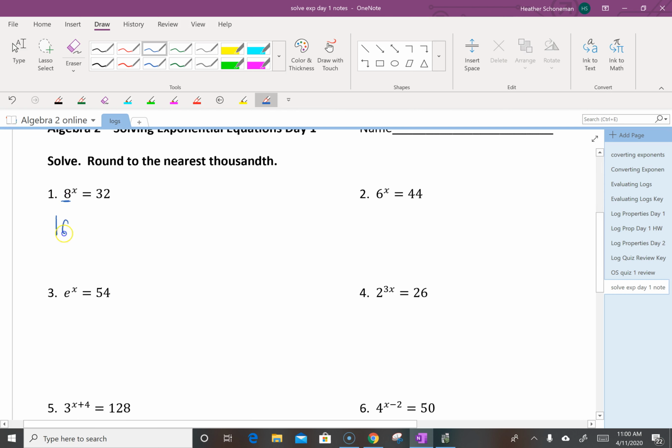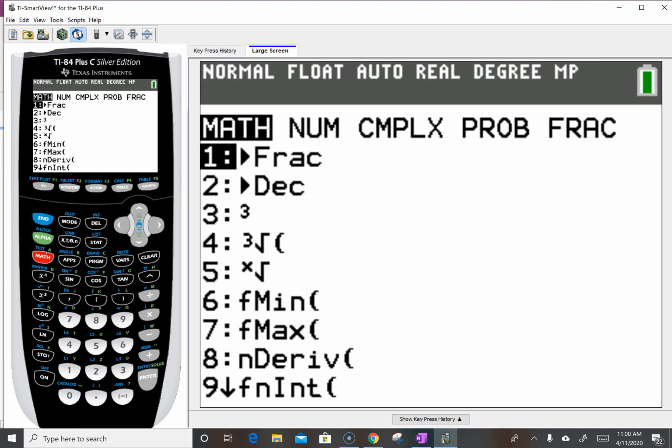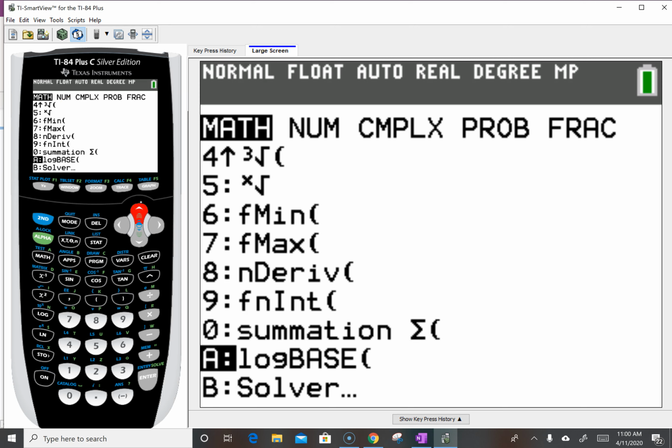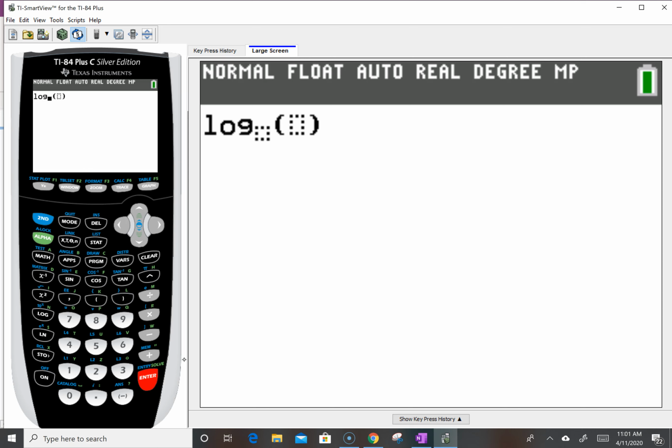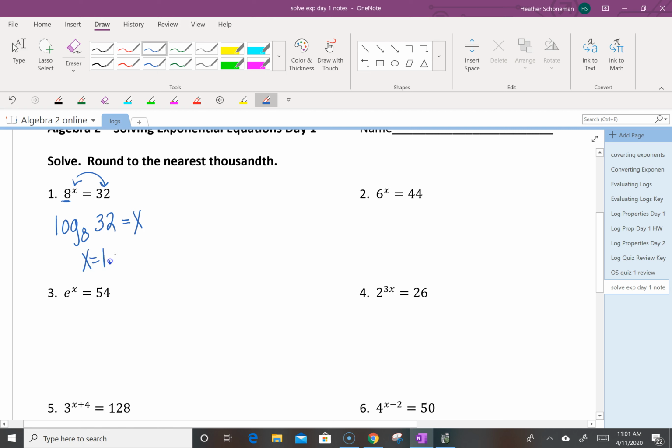Remember, your 8 is your base, so it would be log base 8. These two things switch sides of the equal sign. So log base 8 of 32 equals x. Then you're going to go to your calculator, and to get there you need to go to your math button and go up, and we have this one: log base 8 of 32. Make sure you scroll to the right, then hit enter. We're rounding to the nearest thousandth, so that's 3 numbers after the decimal, so that would be 1.667.